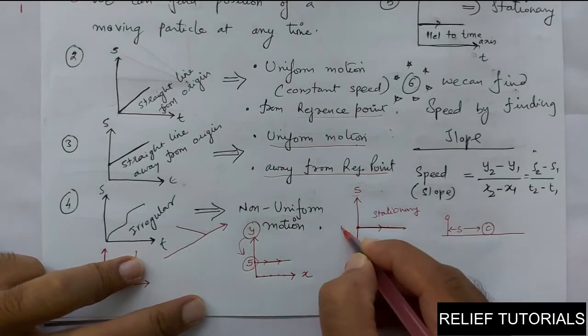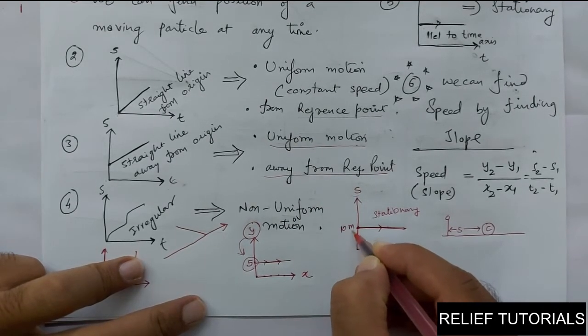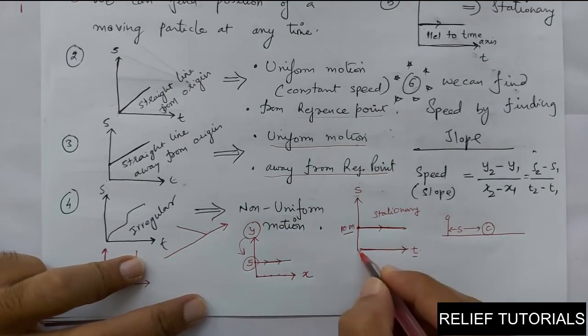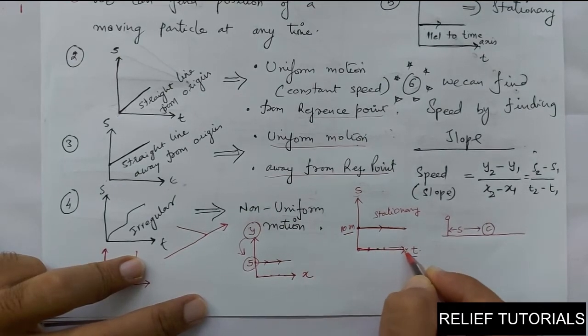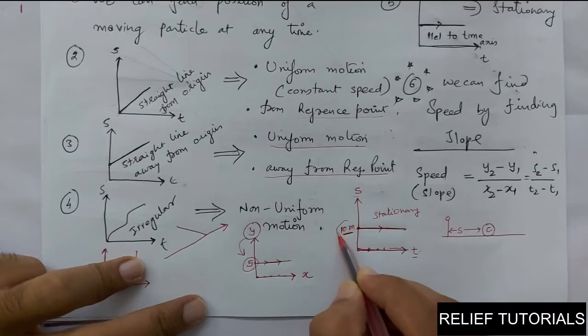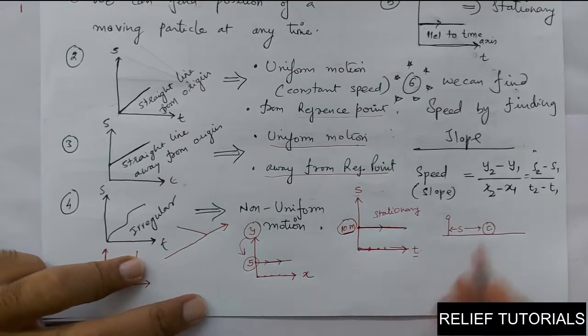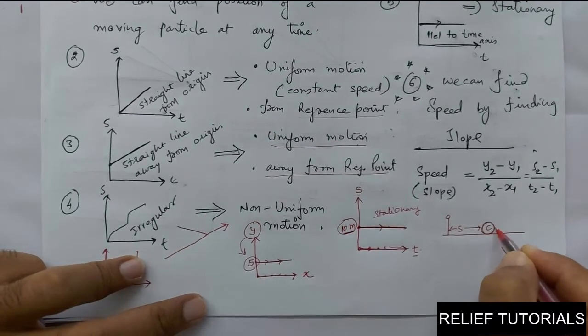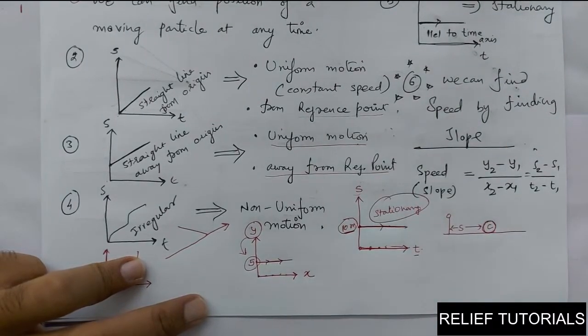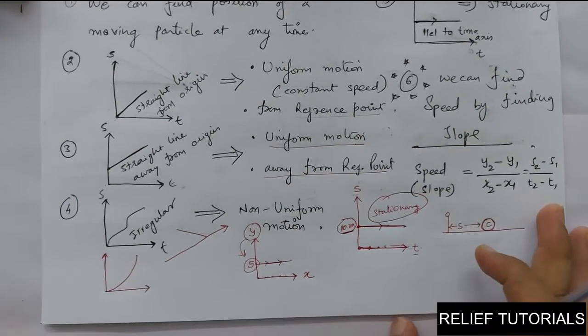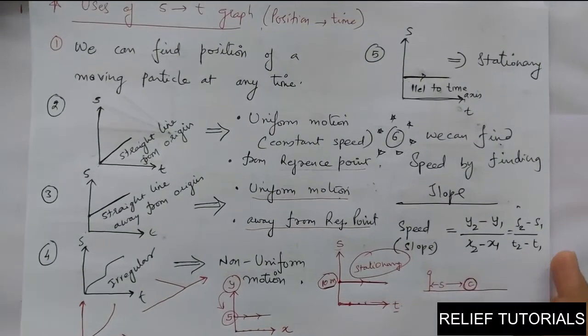Here, for example, the distance of the particle from the reference point is 10 meters. So at any time, the distance of the particle from the reference point remains 10 only, meaning the particle is not changing its position. So the particle is stationary. It's very important to understand the graph.